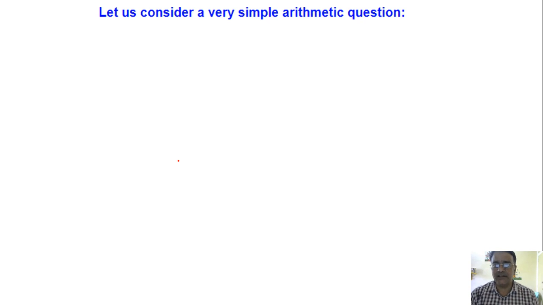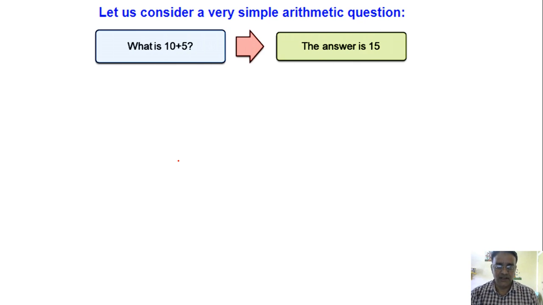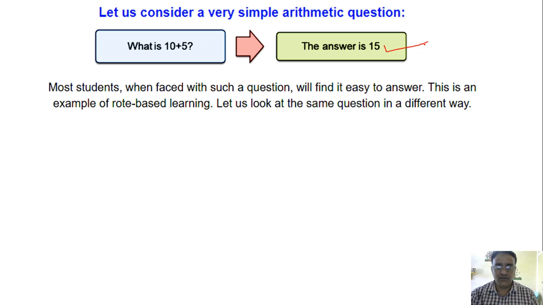Let us consider a very simple arithmetic question. Suppose our question is, what is 10 plus 5? Suddenly the answer will come to our mind: the answer is 15. Most students faced with such a question will find it easy to answer. So this is an example of rote based learning.